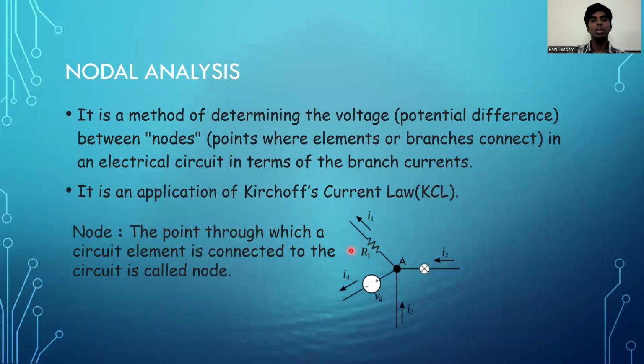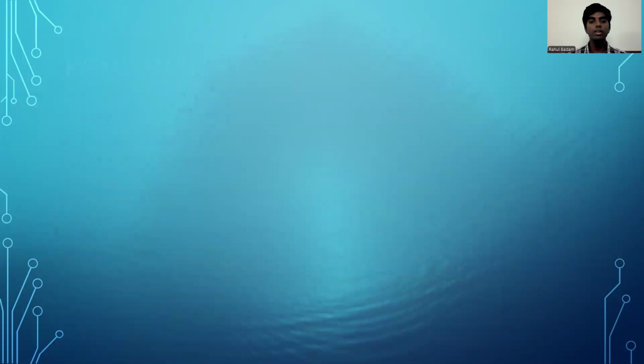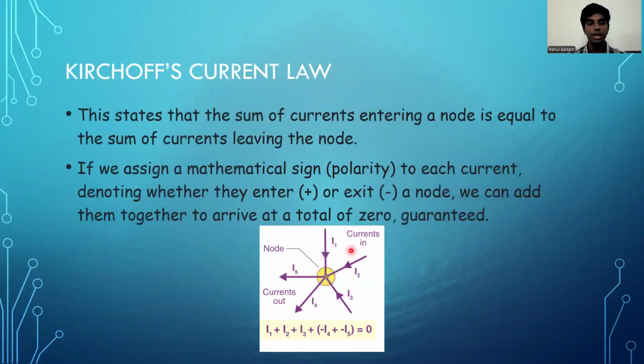Now, what is nodal analysis? It is a method of determining the voltage, also known as the potential difference, between nodes in the circuit in terms of the branch currents. It is an application of KCL. Now, let me brief you about KCL, which is the base to solve all the problems in nodal analysis. KCL states that the algebraic sum of all the currents entering and exiting a node is equal to 0. That is, the entering currents are equal to the exiting currents.